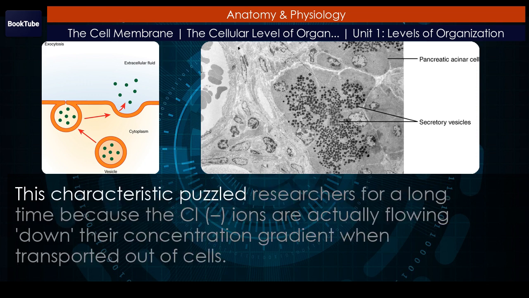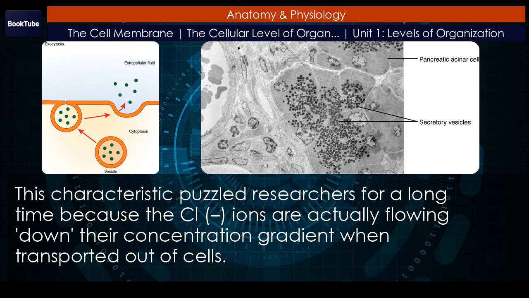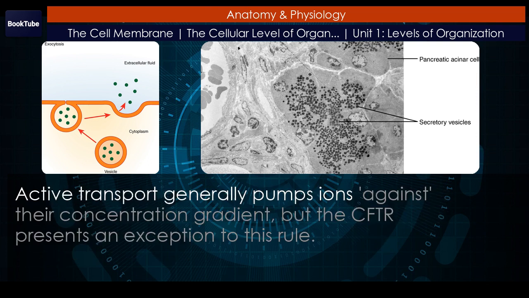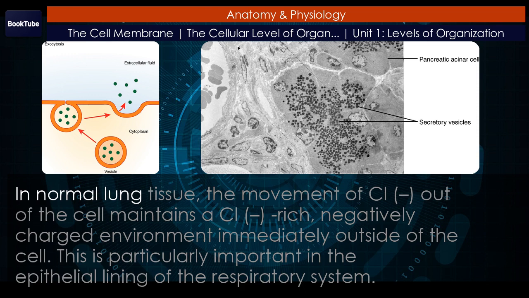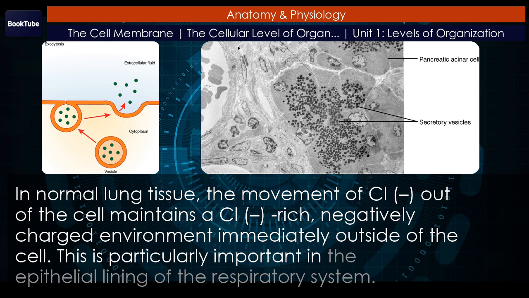This characteristic puzzled researchers for a long time because the Cl- ions are actually flowing down their concentration gradient when transported out of cells. Active transport generally pumps ions against their concentration gradient, but the CFTR presents an exception to this rule. In normal lung tissue, the movement of Cl- out of the cell maintains a Cl- rich, negatively charged environment immediately outside of the cell. This is particularly important in the epithelial lining of the respiratory system.